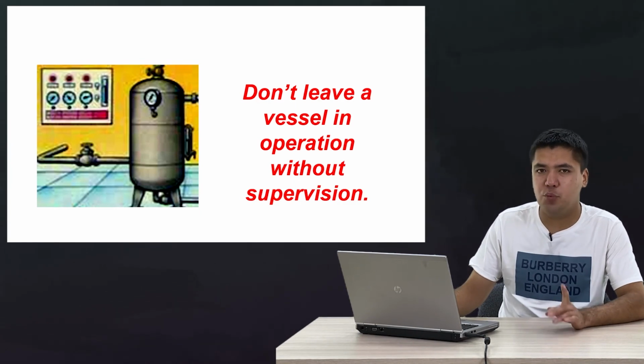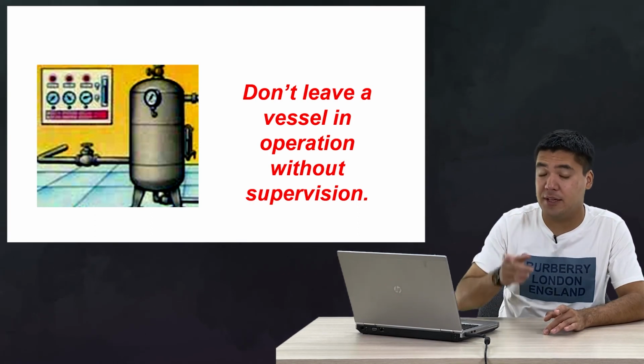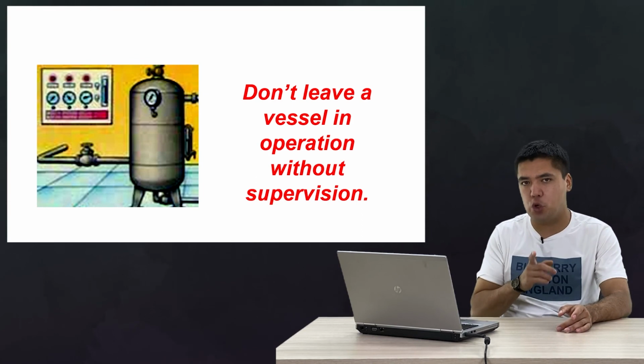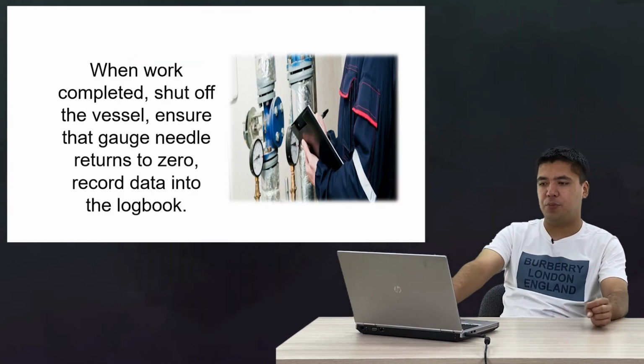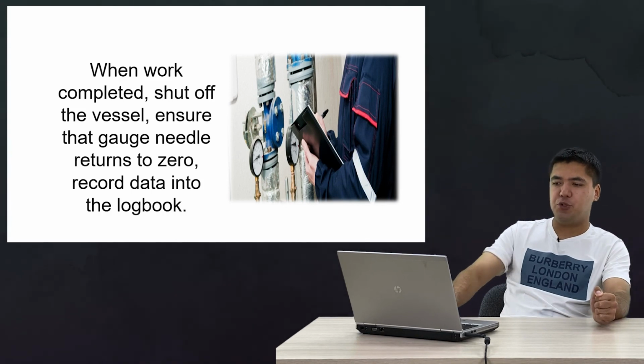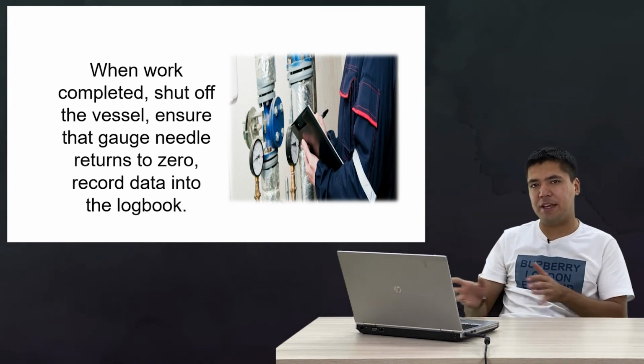Then don't leave the working area alone. You must leave at least one person, but in industrial hazardous facilities, even one person is not enough. We need to leave two persons as a group to work near the equipment. And when work is completed, shut off the vessels, ensure that the gauge needle returns to zero, record data into the logbook, and pass that logbook to the next shift.